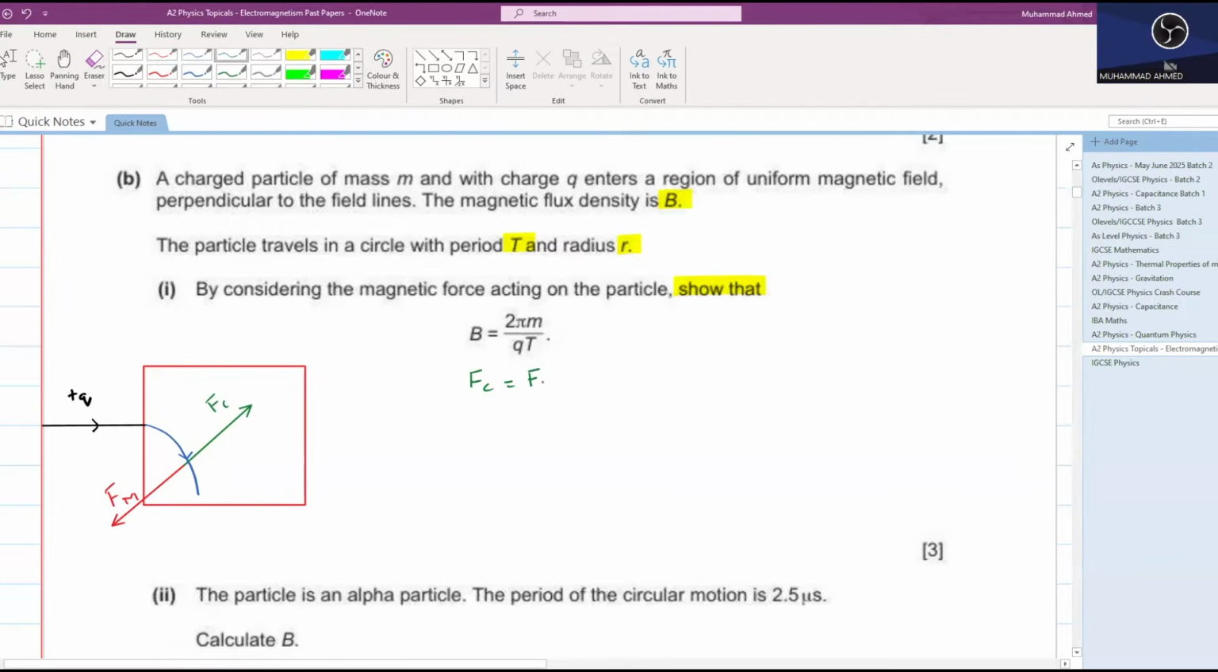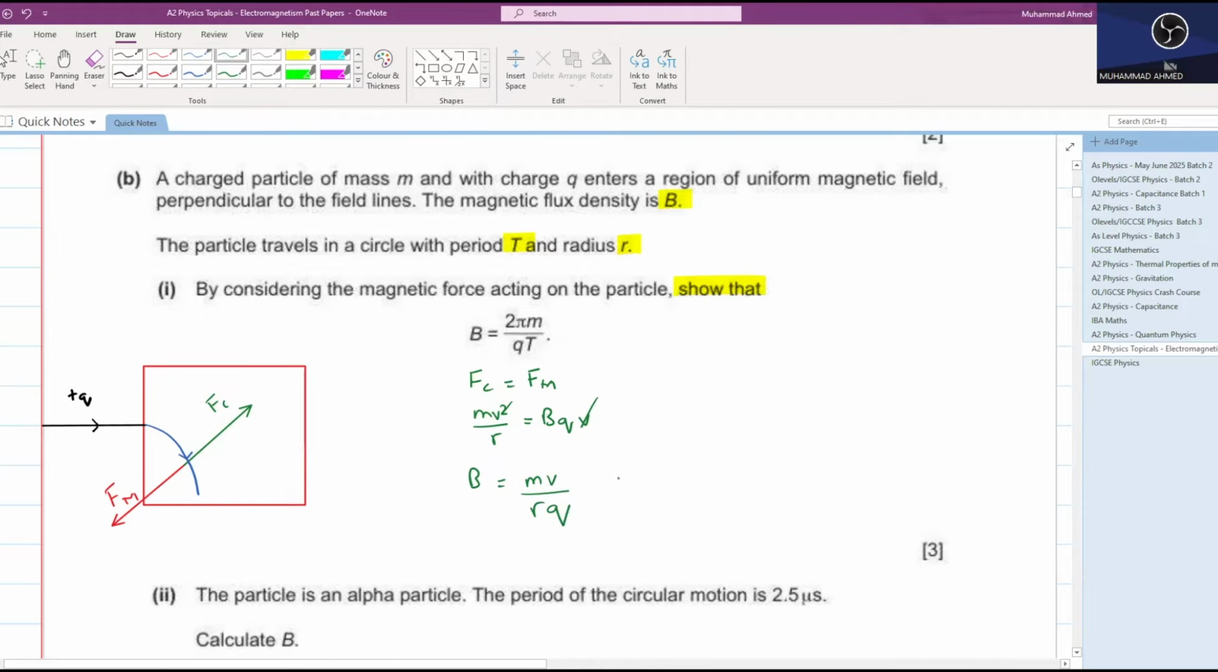What is the formula for centripetal force? Does anyone remember? mv squared over r. What was the formula for magnetic force on a charged particle? BQV. V and V get cancelled out. Let's make B the subject here. So B is equal to mv over rq.